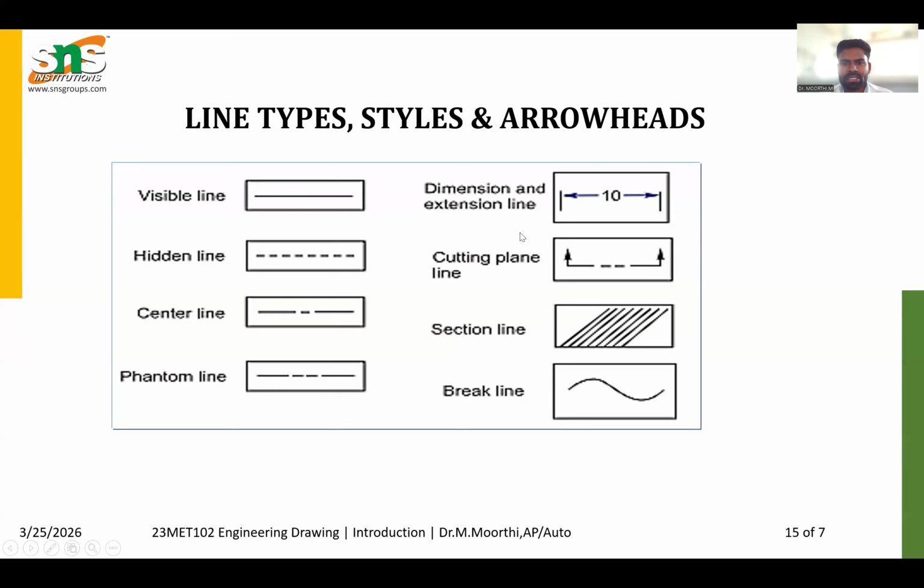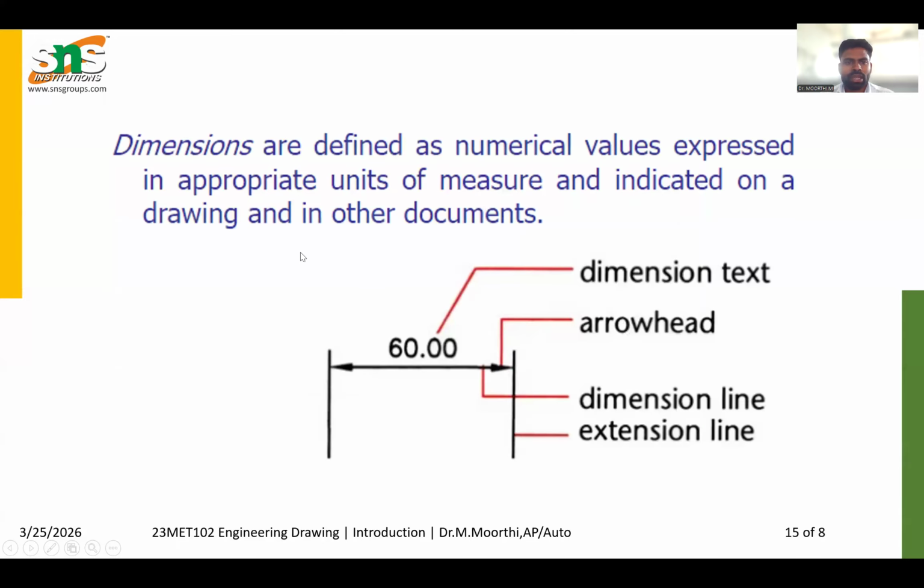Another one is dimensioning. In dimensioning, we use the extension line and dimension line, and the dimension text should be mentioned in the middle of the dimension line. Similarly, we have the cutting line, section line, and break line. Dimensions are defined as numerical values expressed in appropriate units of measure and indicated on the drawings. With the extension line, the dimension line along with the arrowhead, the dimension text should be drawn in the middle of the dimension line.